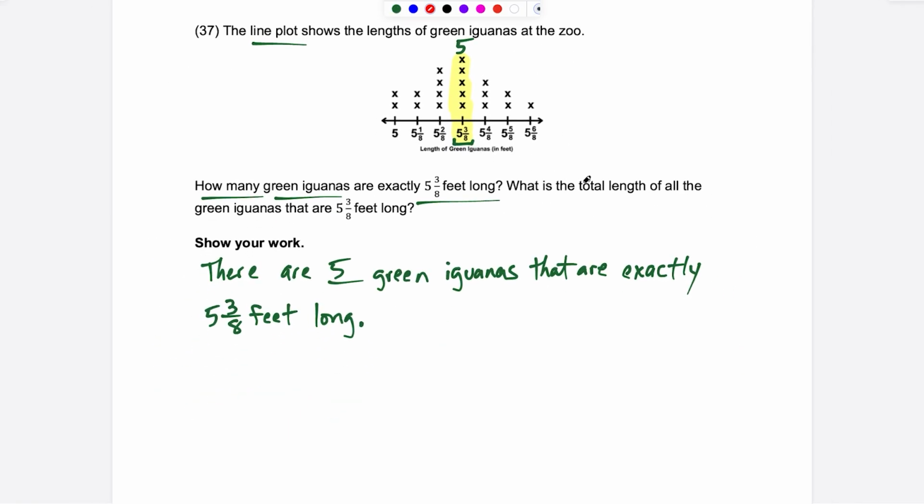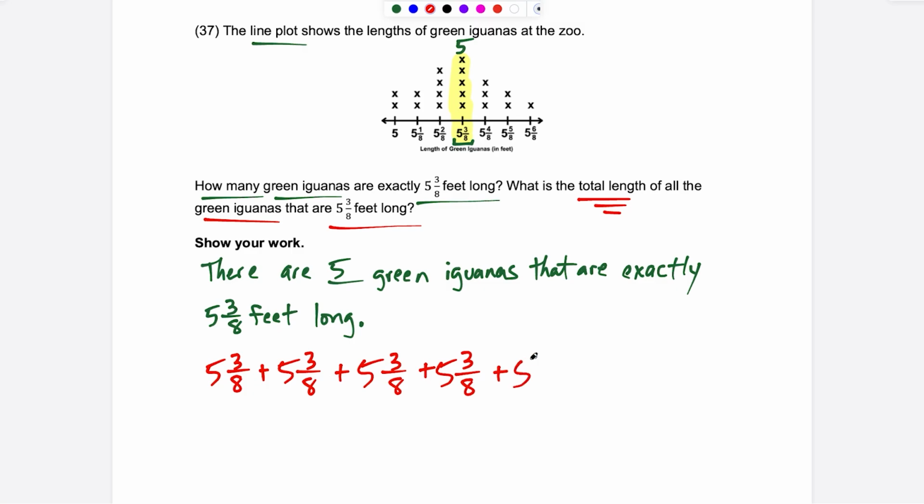So next we're going to find what is the total length of all the green iguanas that are 5 3/8 feet long. Well, there are 5 green iguanas that are exactly 5 3/8 feet long. So what we could do is we could do 5 3/8 plus 5 3/8, and we could add 5 3/8 to itself 5 times. So we can add all of these mixed numbers together, but there is a faster way.